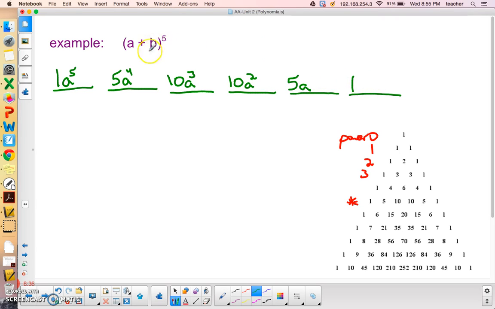My b's, the second term in my binomial, are going to start at the end with the power of 5. So that's going to be here, and those will count down backwards. So b to the 4th there, b to the 3rd here, b squared, b, and then nothing. Now, since this is all positive, I'm just going to put pluses between all of these, and I'm done. I have expanded (a + b) to the power of 5.